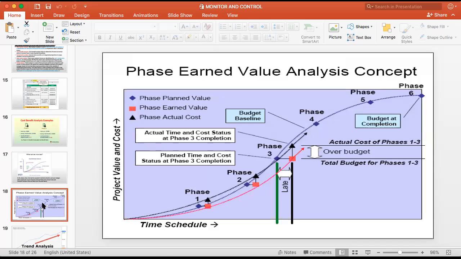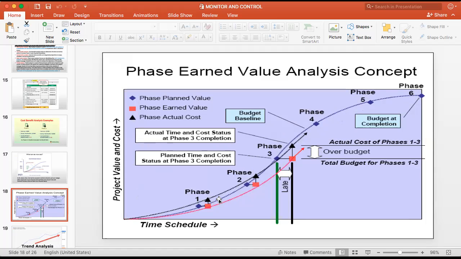So if another one, the same thing, time and cost again. So it says the budget. This is the baseline. This is the budget on completion at this time. On completion, this is the budget. So it is the budget baseline.